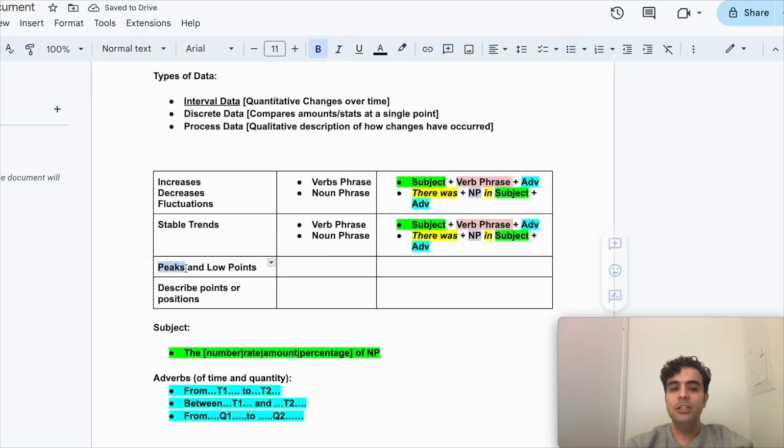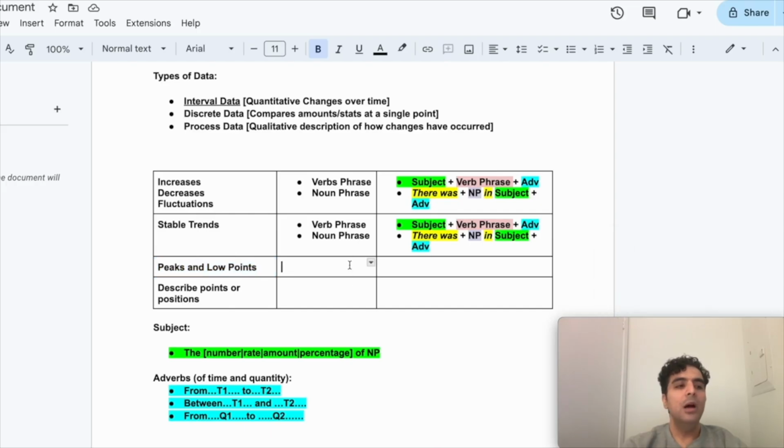The next change that we want to describe is peaks and low points. So a peak is a point which is higher than any other point for that variable. And a low point is the exact opposite. It is the lowest amount that a variable reaches relative to all previous and subsequent points that have been reached, right? So it's the lowest point, essentially. So what kind of structures can we use to describe peaks and low points?